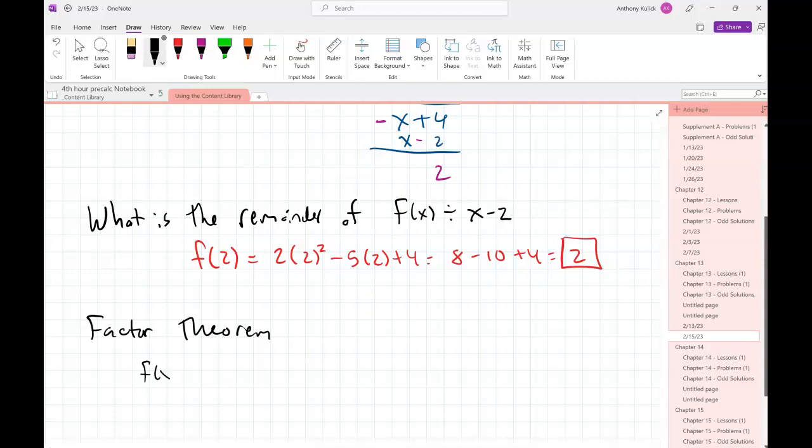It says that f of x has a factor x minus k if and only if f of k equals 0.